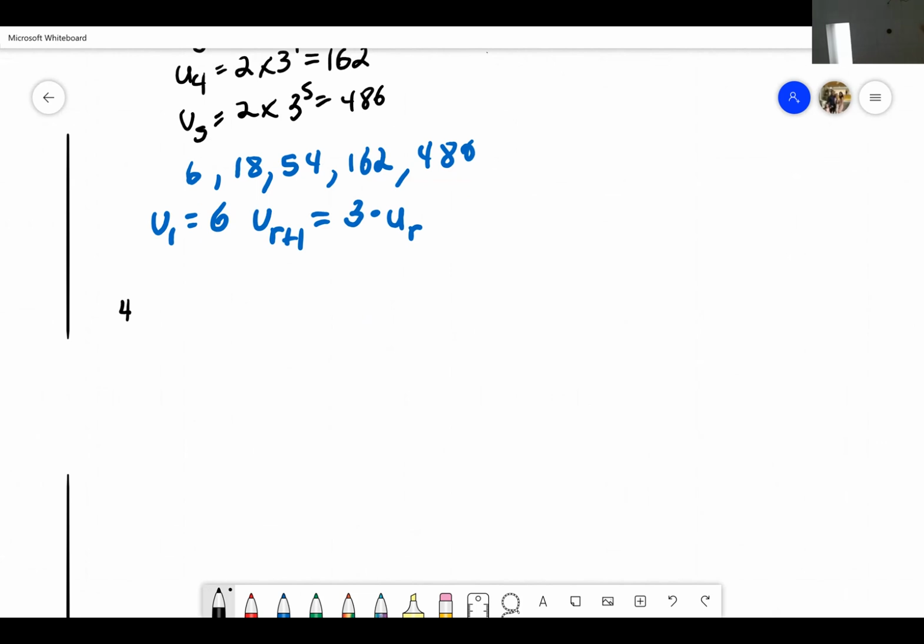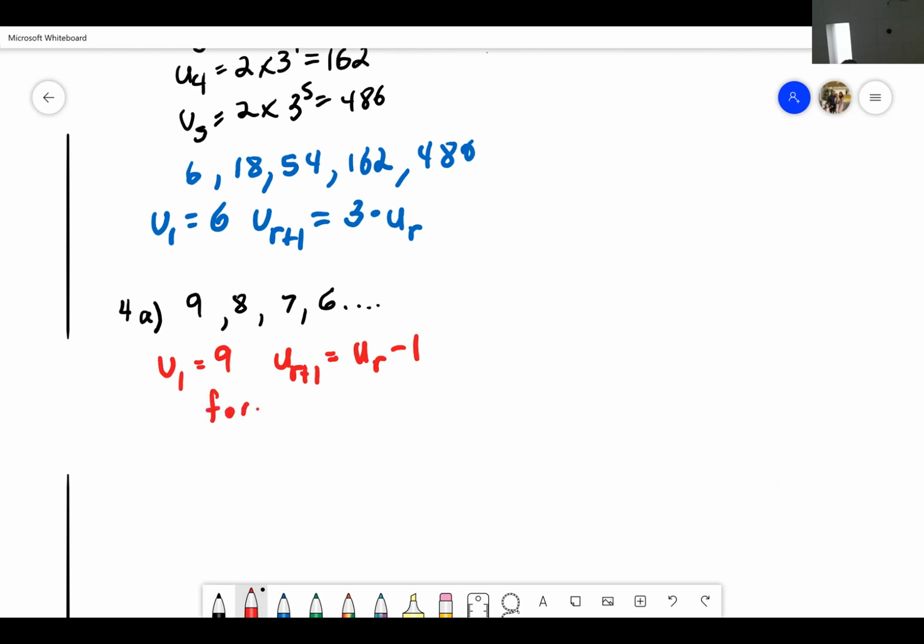So number 4 says, you have a sequence: 9, 8, 7, and 6. If you were to do an inductive definition for this, now that we've done a few of them practicing, what would you do? What would be u of 1? 9. And what's u of r plus 1? Yeah, super easy. But now, could you make a formula for this?